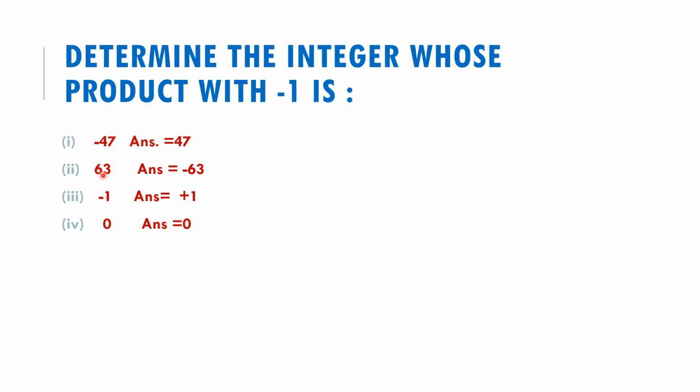Now here this is 63. So which number when multiplied with minus 1 will give 63? So that is minus 63. So you have to take the negative of the number. You have to just change the sign of the number. If it is minus 1, the answer will be plus 1. If it is 0, you can't say plus 0 or minus 0, isn't it? So it will be 0 only.